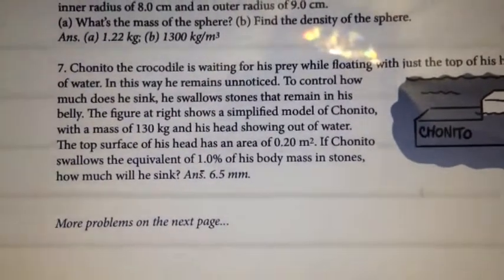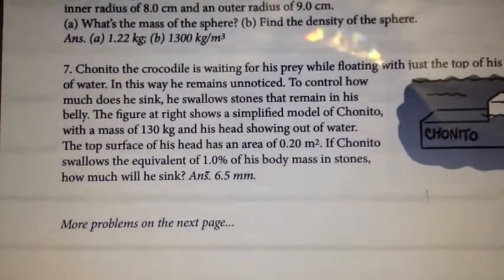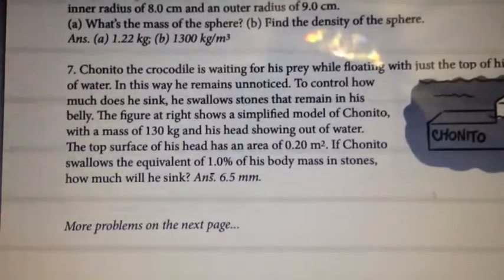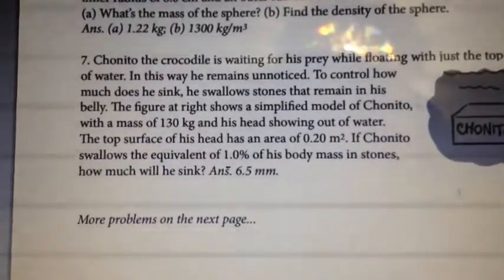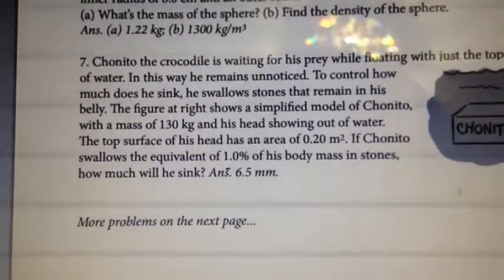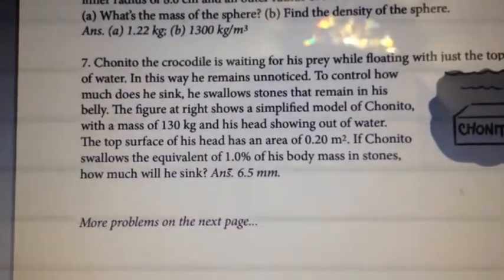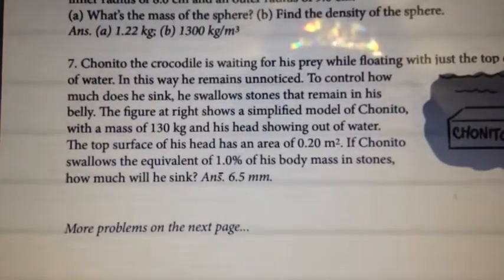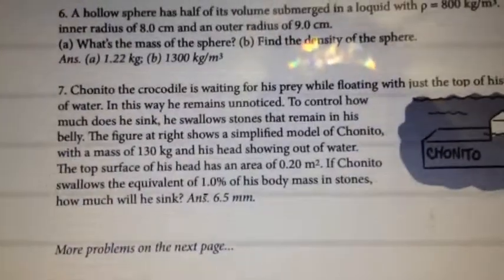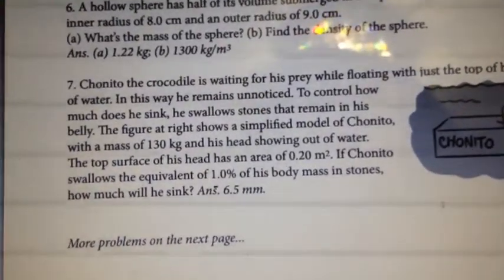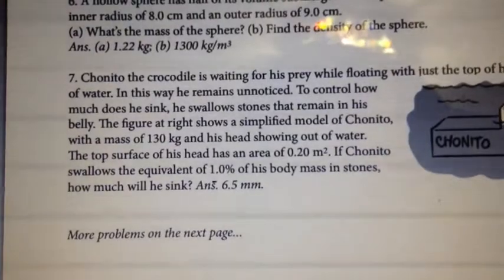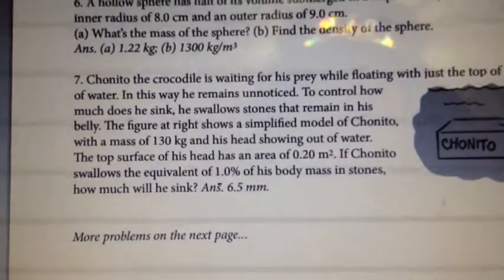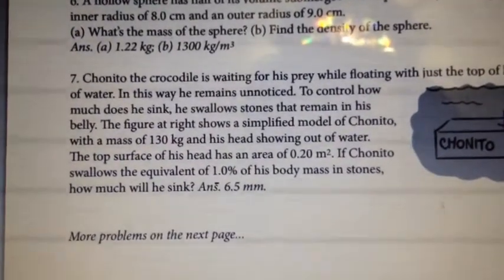The figure at the right shows a simplified model of Chonito, with a mass of 130 kilograms, and his head showing out of the water. The top surface of his head has an area of 0.20 meters squared. If Chonito swallows the equivalent of 1% of his body mass in stones, how much will he sink?